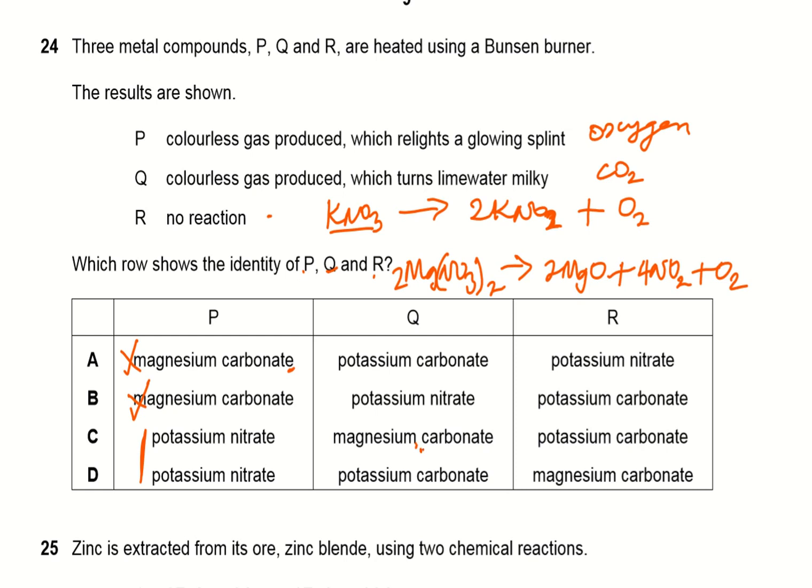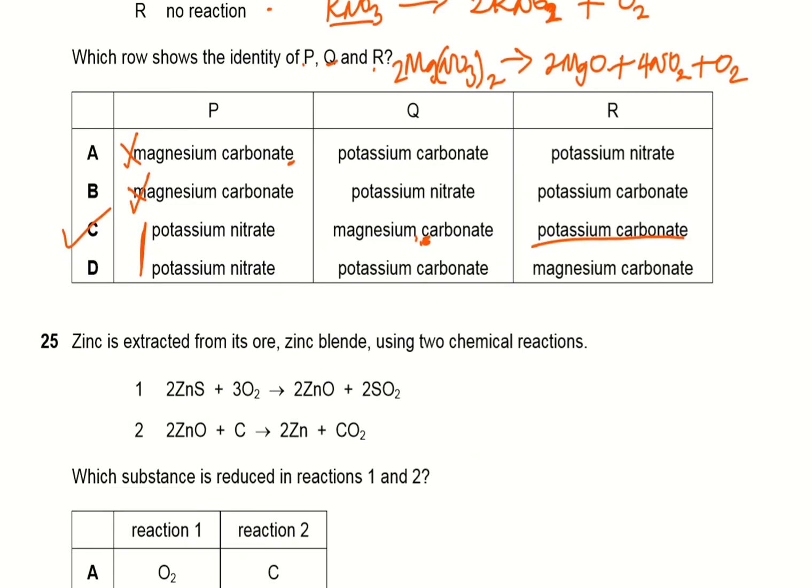So the correct answer here is what? The correct answer is C. Potassium carbonate will not decompose when heated by a Bunsen burner, because carbonates of highly reactive metals do not decompose easily by heat. It takes a great amount of heat energy, if at all, to decompose them. So C is the correct answer.